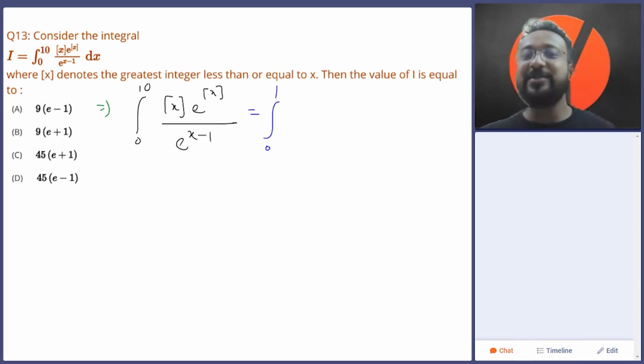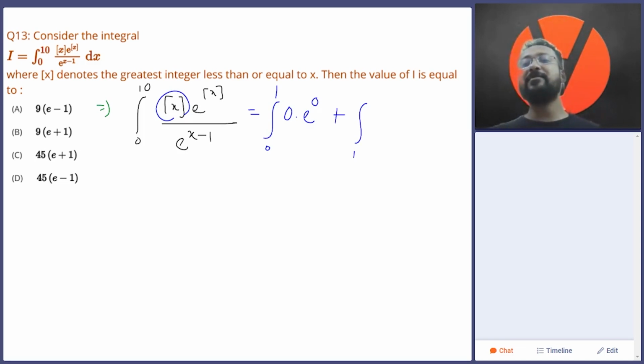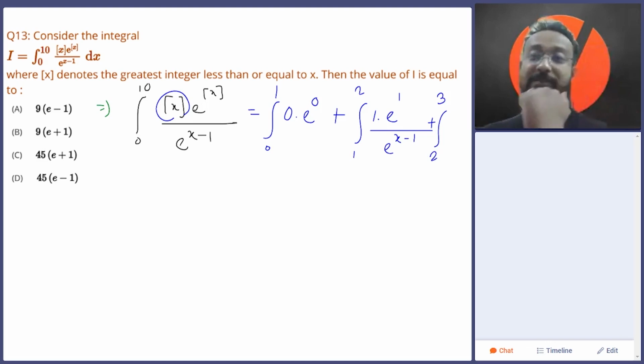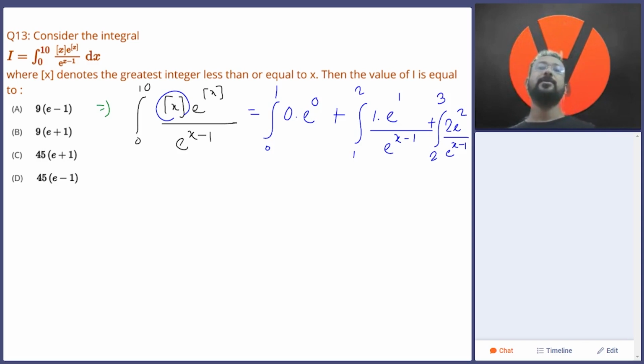So if we start with 0 to 1 beta, first break if you give, box x becomes 0. So this becomes 0, e to the power 0. Anyway, this will become 0. So we are not paying attention here. So the next part will be from 1 to 2. But for 1 to 2, box x becomes 1, e to the power 1 upon e to the power x minus 1. Correct? Next part becomes 2 to 3. If you pay attention, 2 to 3, yes. And when x is lying between 2 and 3 beta, box x becomes 2 now. This becomes twice e to the power 2 divided by e to the power x minus 1. Do you agree with me?